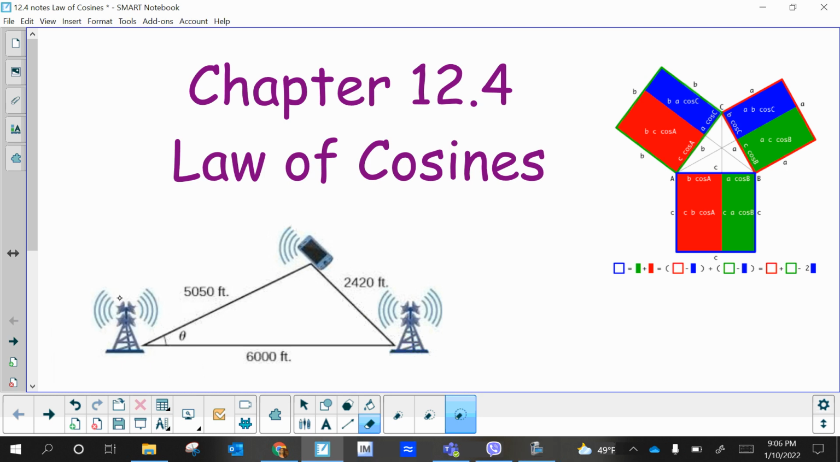All right, this is going to be our notes for 12.4, our last section of trigonometry, and this one's called the law of cosines.